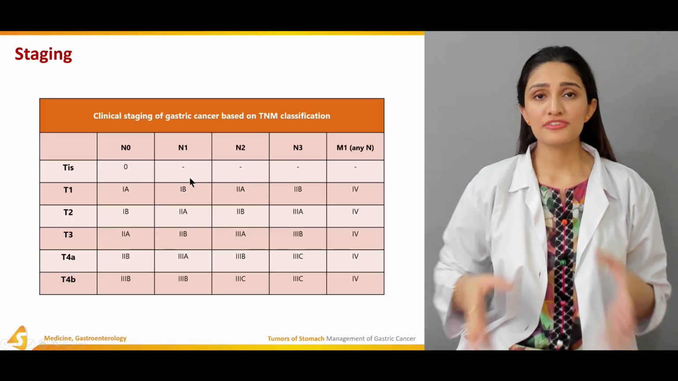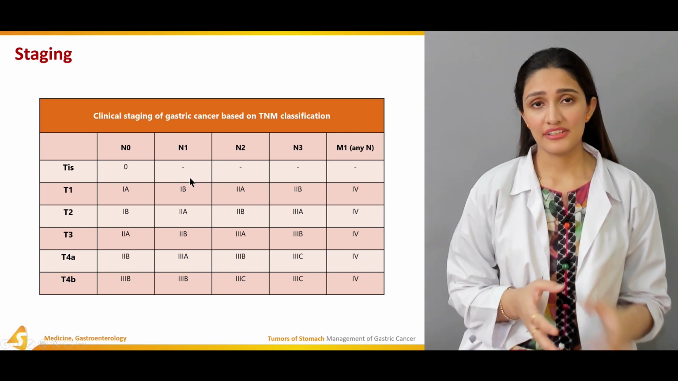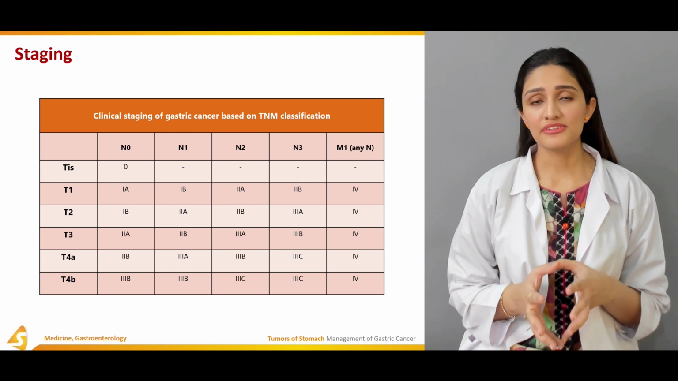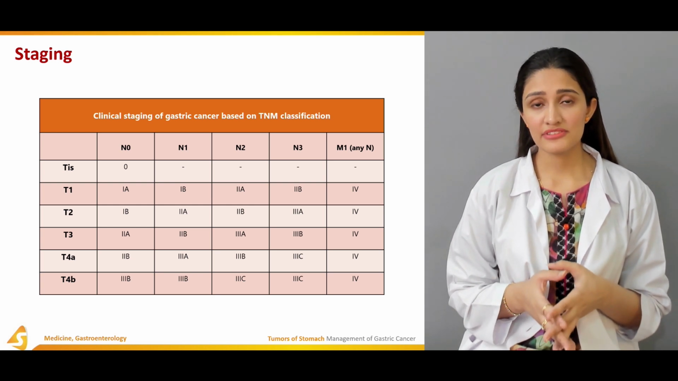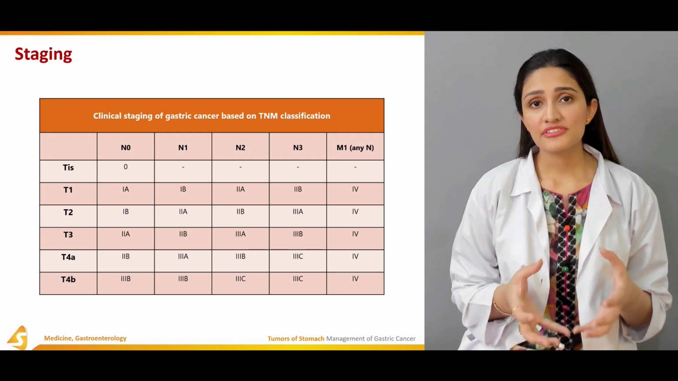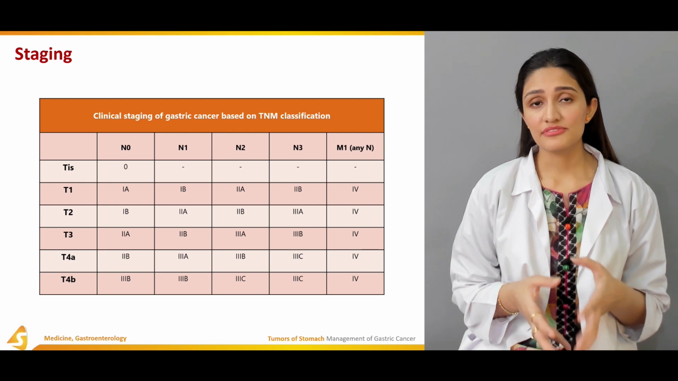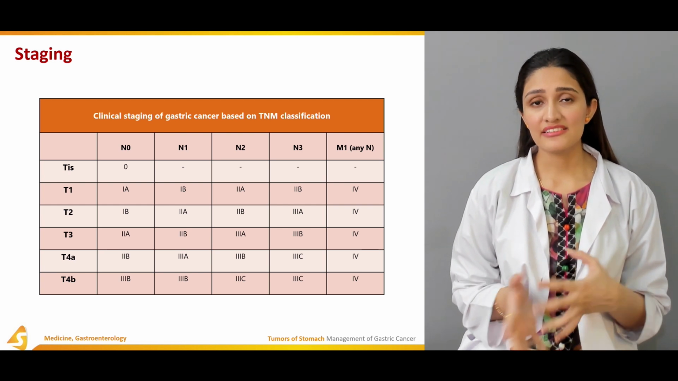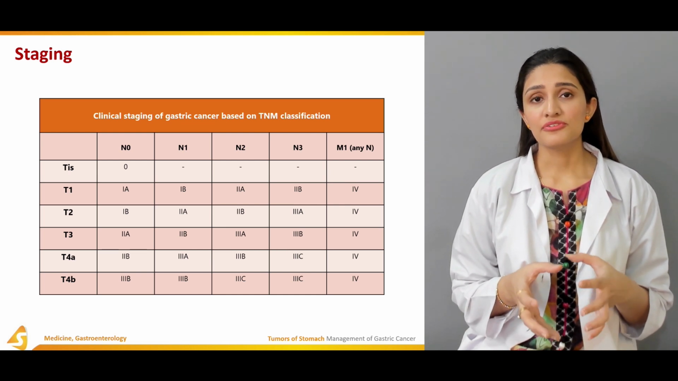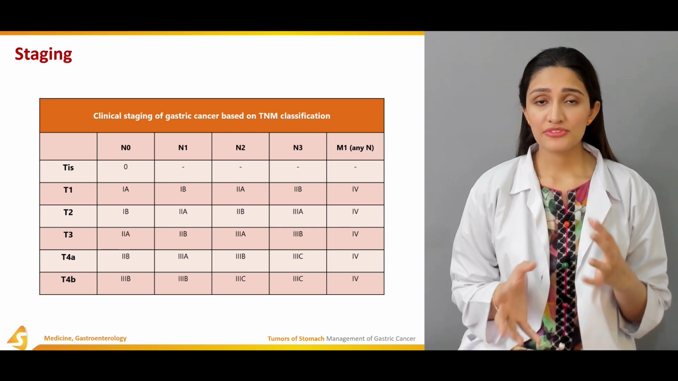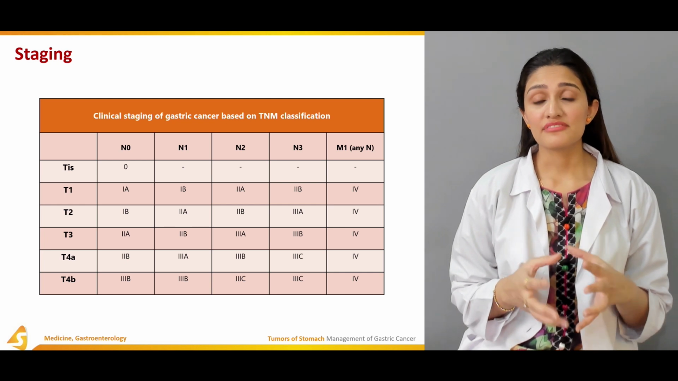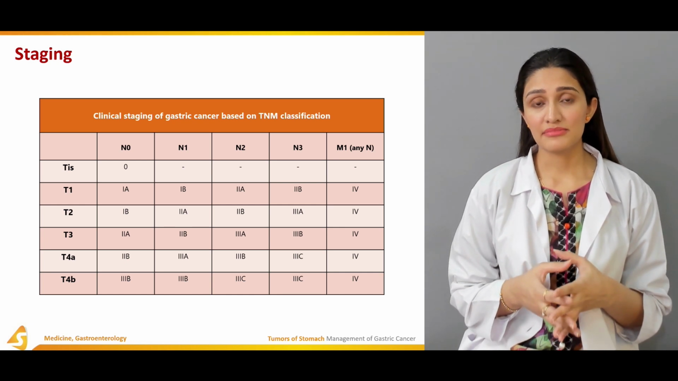So if we specifically talk about staging the gastric cancer, the staging is usually preferred with the classification known as the TNM classification, and it is usually used by the International Union Against Cancer, which is known as the UICC, and the American Joint Committee on Cancer, known as the AJCC. So these are two organizations that have preferred the use of TNM classification.